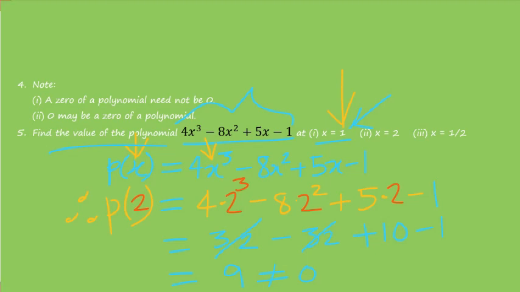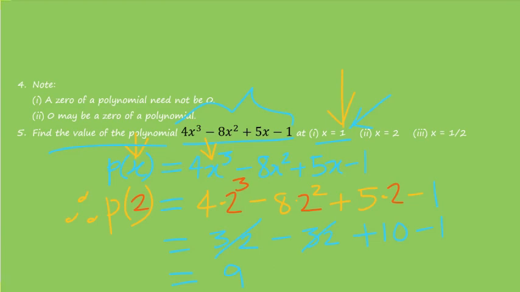Hence the value of the polynomial at x equal to 2 is 9, and 2 is not a 0. I am telling you that because we shall use it later in this video to solve other problems.